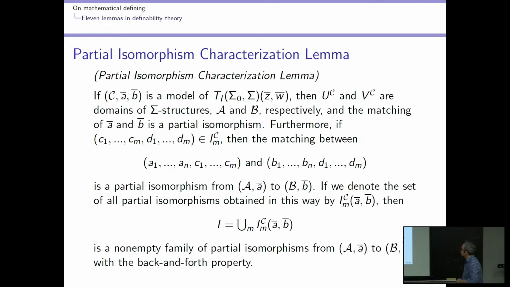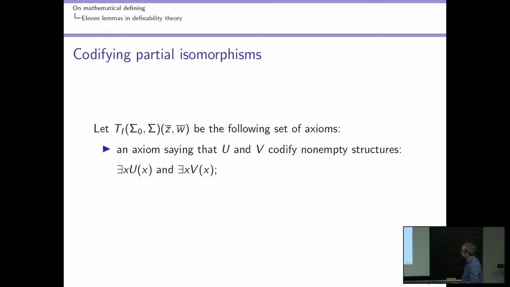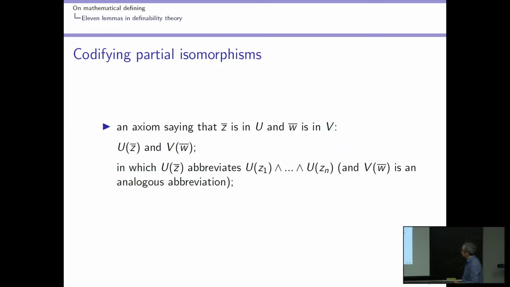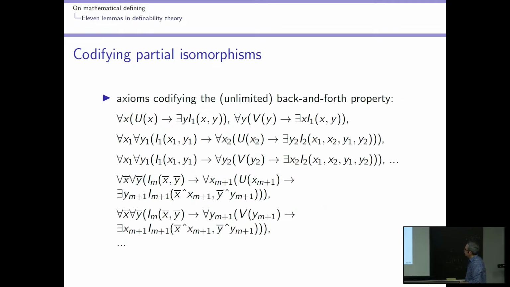You can check it. And then we have the partial isomorphism characterization lemma, which says that the resulting theory is this. We have axioms saying that U and V are non-empty, axioms saying that Z bar is in U and W bar is in V, axioms saying that this codifies partial isomorphisms. That means that the atomic formulas are preserved, and axioms codifying the limited back and forth property.